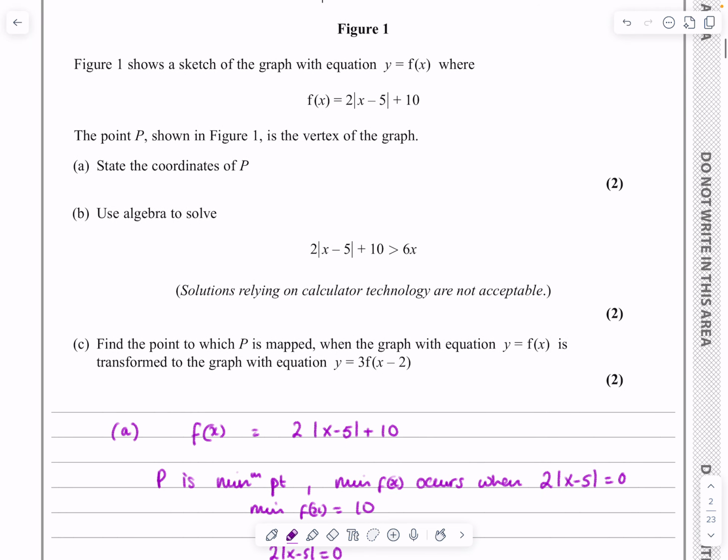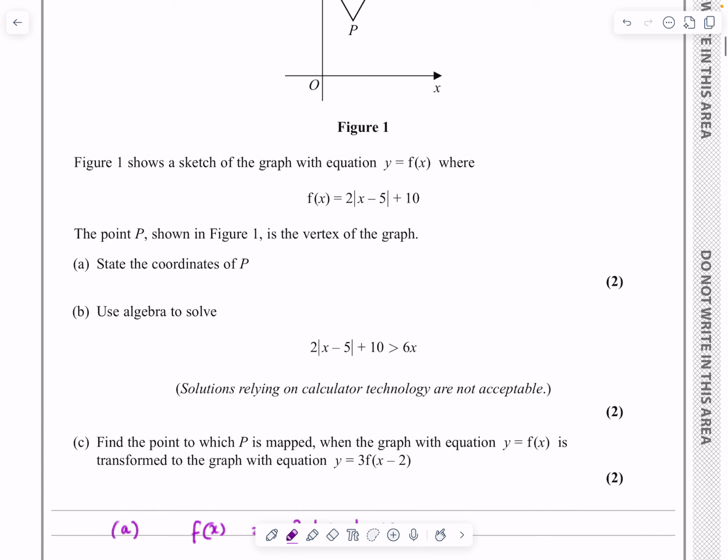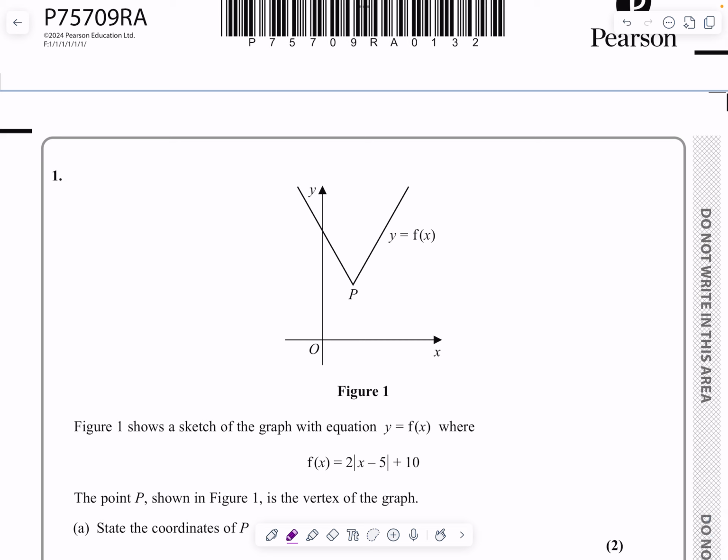Part B, use algebra to solve the inequality. When is 2|x - 5| + 10 greater than 6x? So I'm just going to use the graph to help me here. If I've got a gradient of 6x, well, I know the gradient of this one is 2. If I've got a gradient of 6, then it's going to be steeper than the 2. That doesn't need to be perfectly accurate. That's good enough to be my y equals 6x.